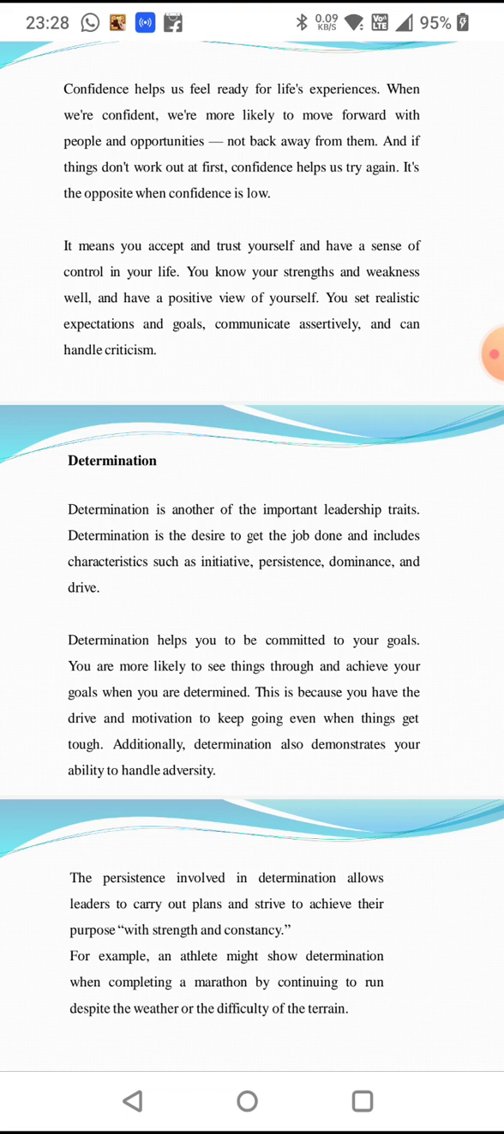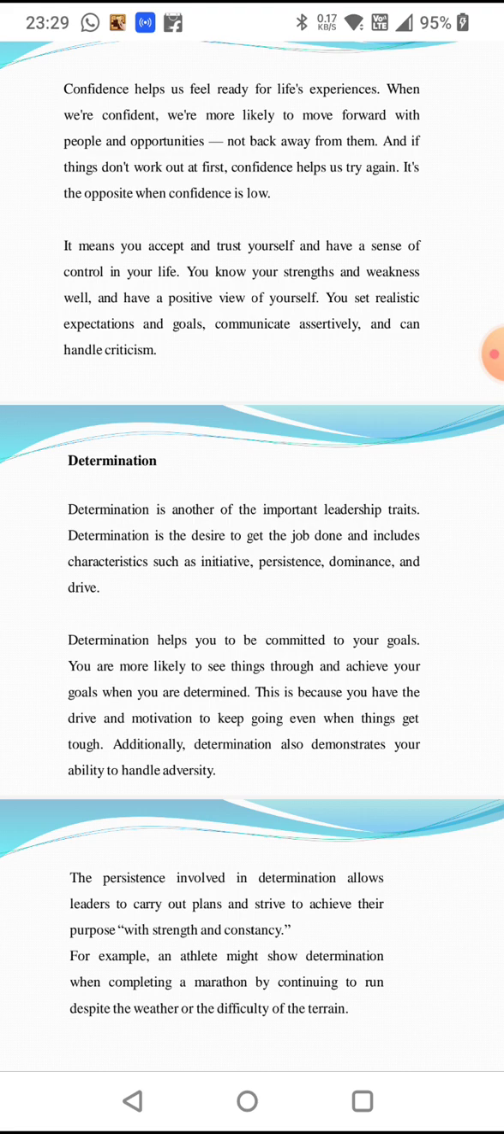So determination helps you to be committed to your goals. You are more likely to see things through and achieve your goals when you are determined. This is because you have the drive and motivation to keep going even when things get tough. Additionally, determination also demonstrates your ability to handle adversity.